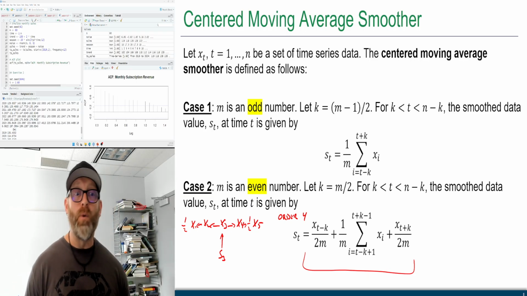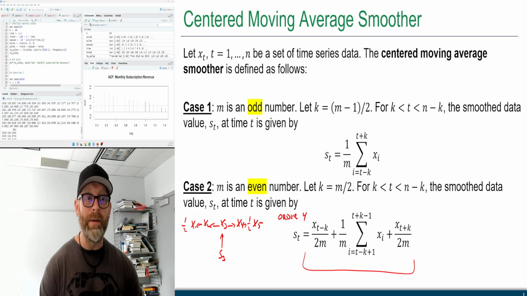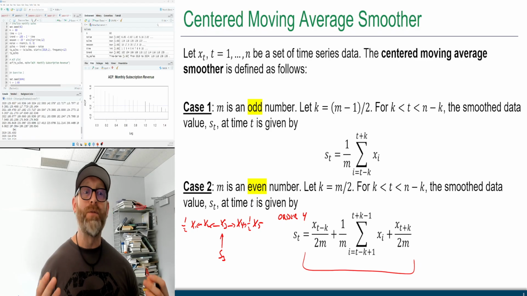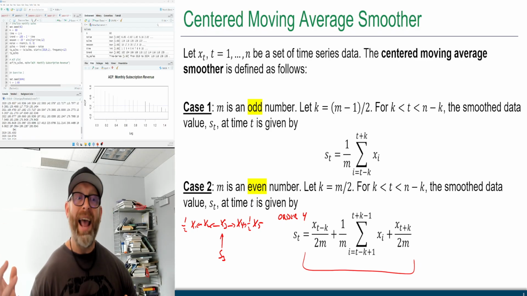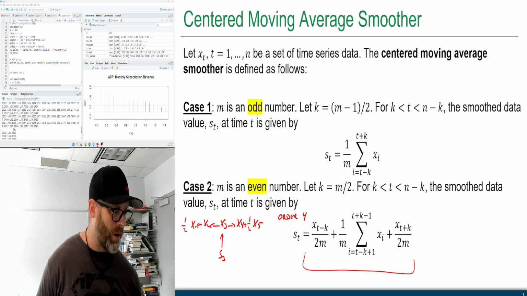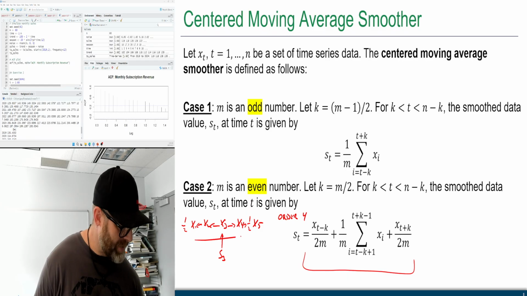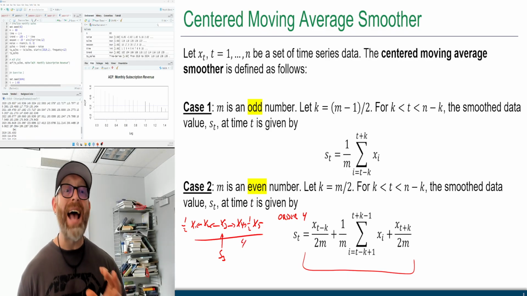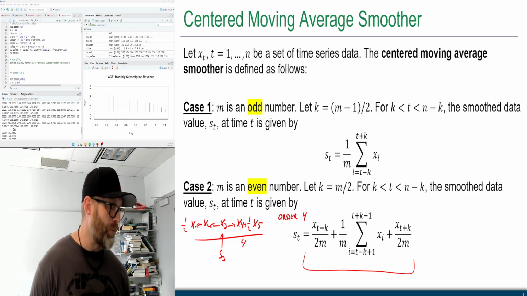Now I have my 4 points in total. I have my center, which is x3. I have 1 to my left and 1 to my right, so x2, x4. And for my last point, I'm taking half of x1 and half of x5. So if I add all of those up and then divide by 4, that gets me S3. And that's exactly what this formula does.